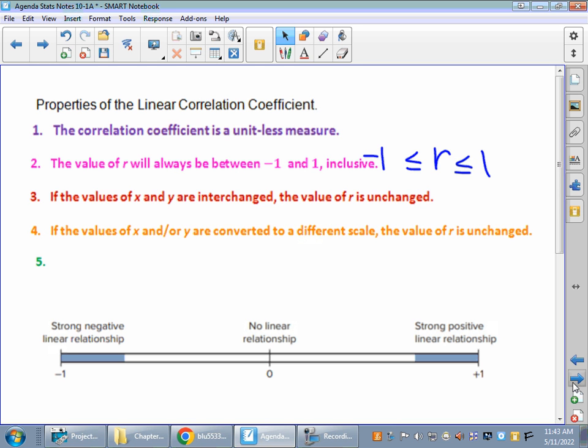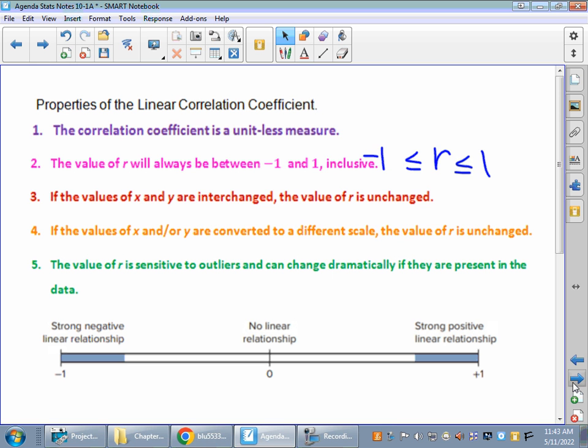If you converted your x and y values, one or both or either, to a different scale, like feet to inches, something like that, your R value is still going to be exactly the same. It does not matter. And last but not least, the value of R is sensitive to outliers, and it can change dramatically if you have them. So that might be one of the things that we look for. Do we have an outlier? Maybe we need to find the Q1 and Q3 and figure that out.